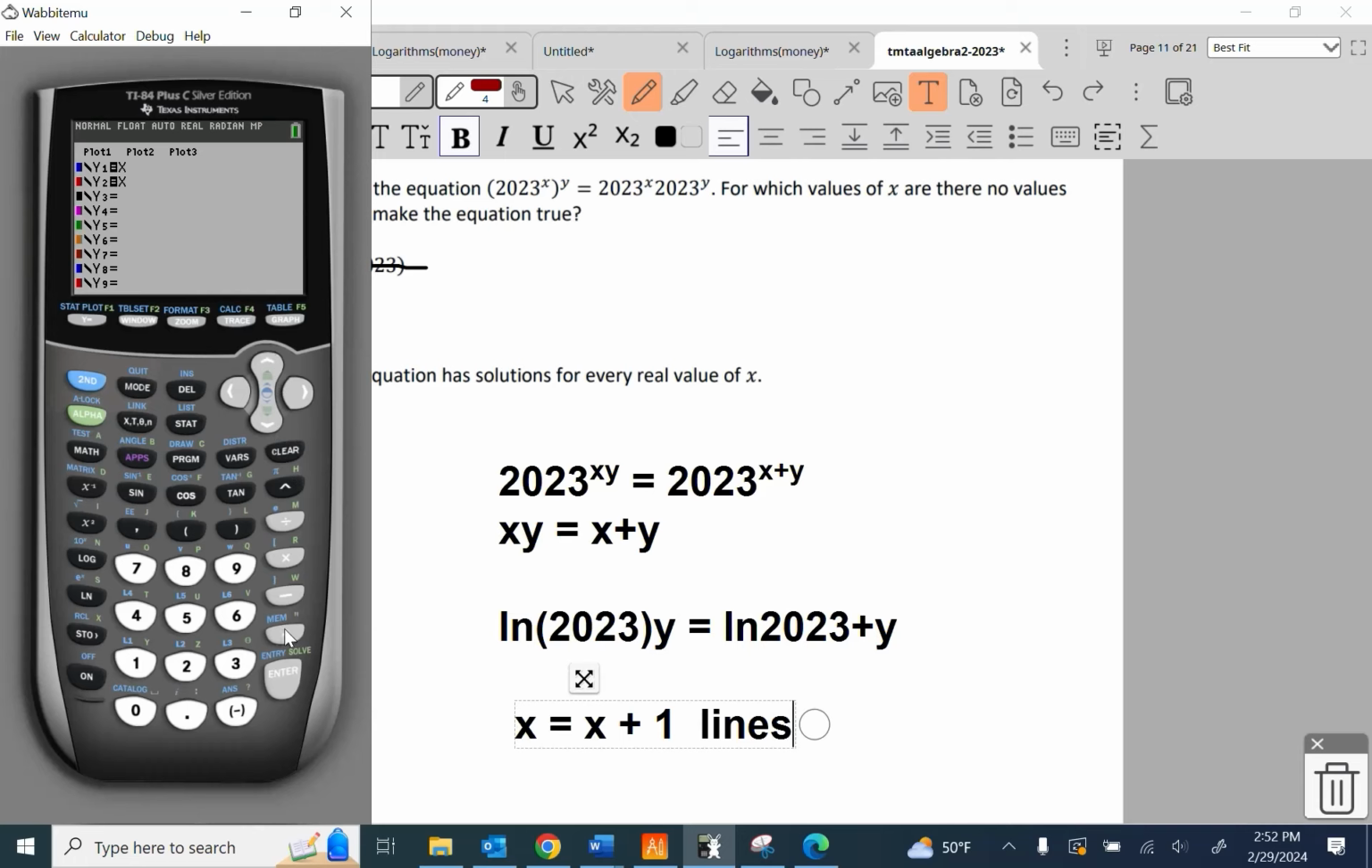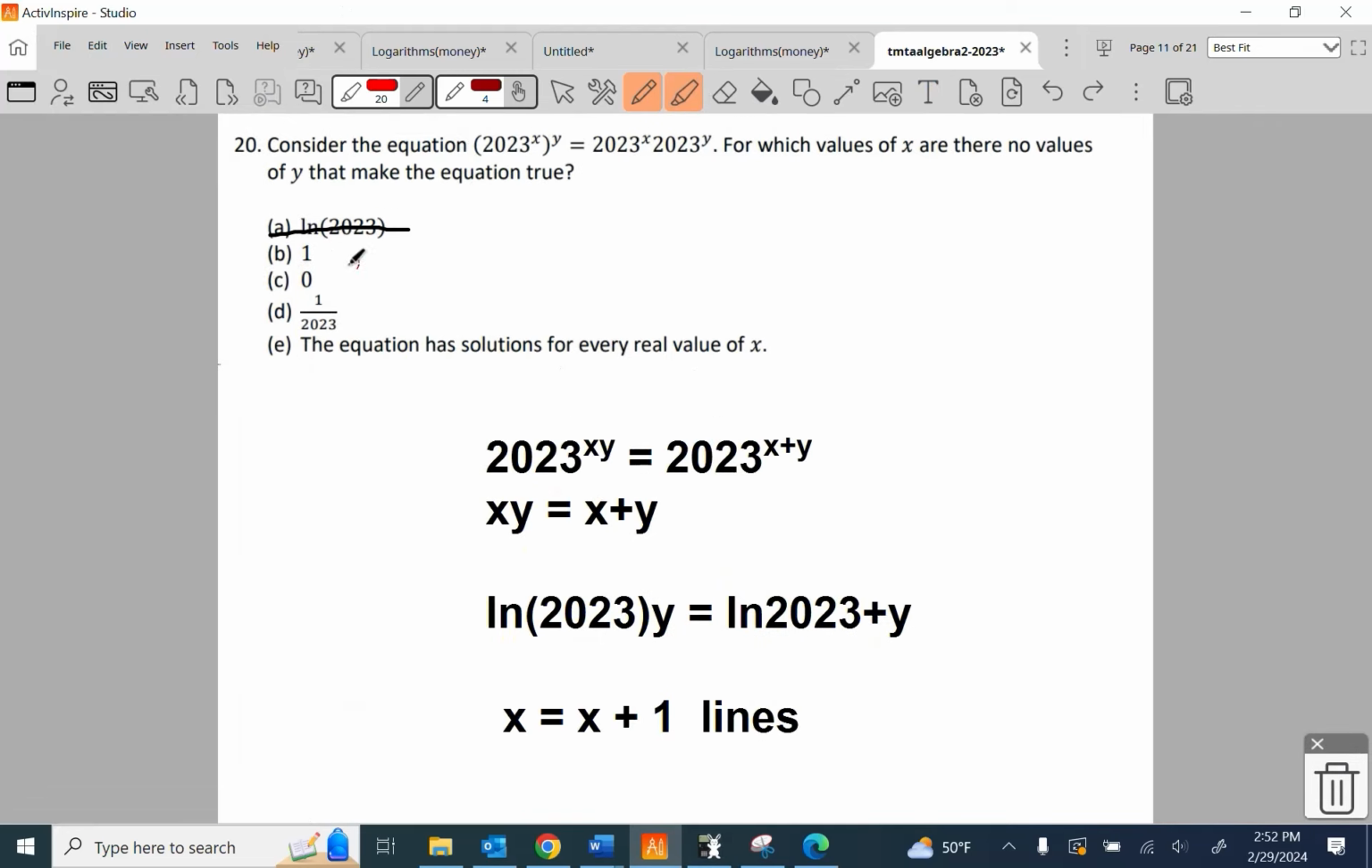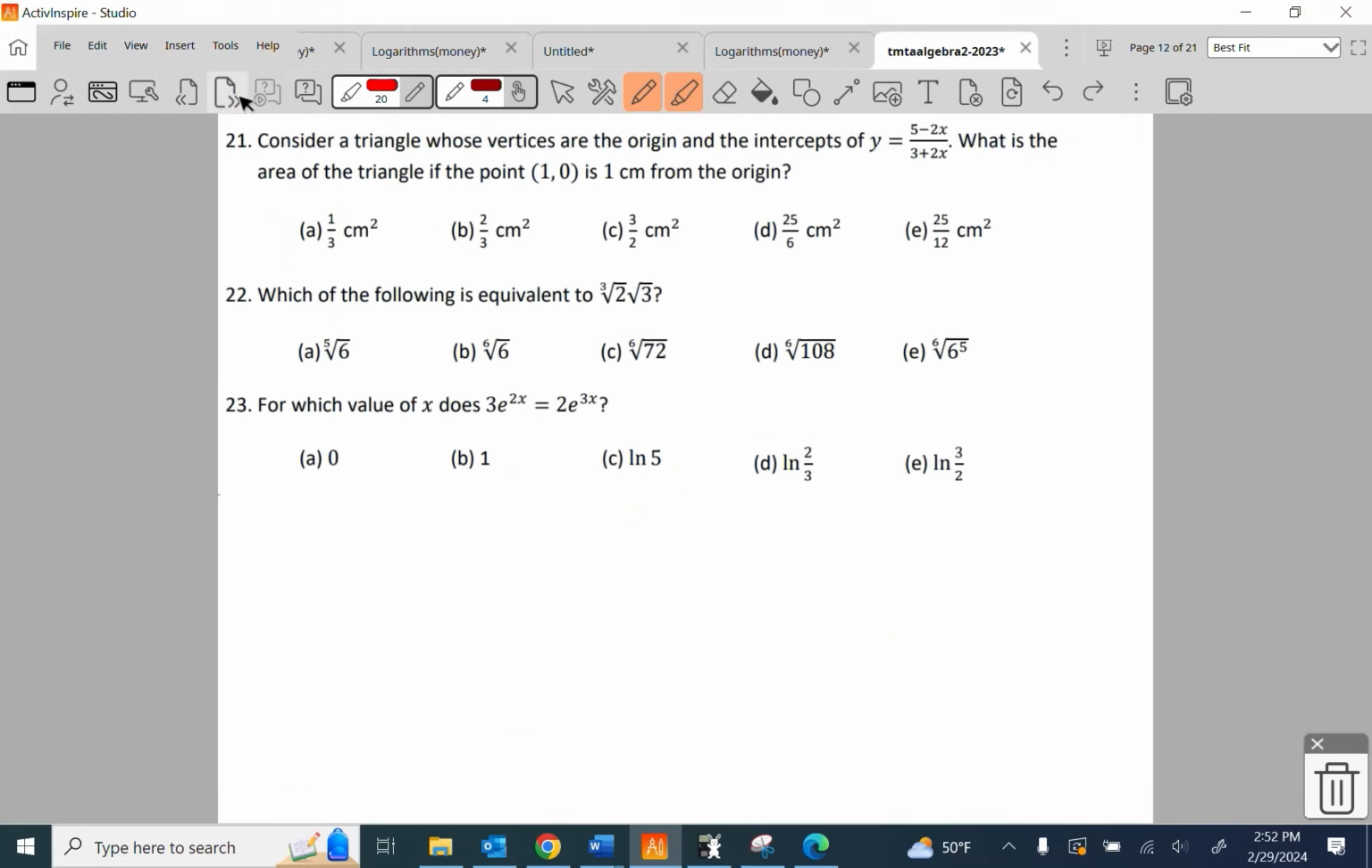My mouth got ahead of my brain there. What we have here is two parallel lines that will never cross paths. See? Parallel lines, no intersection. Correct answer is B.